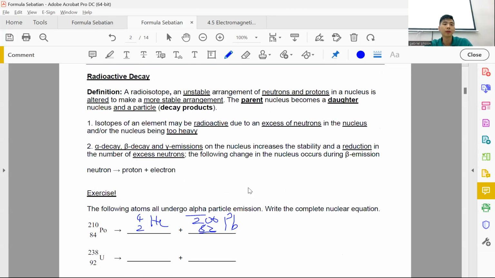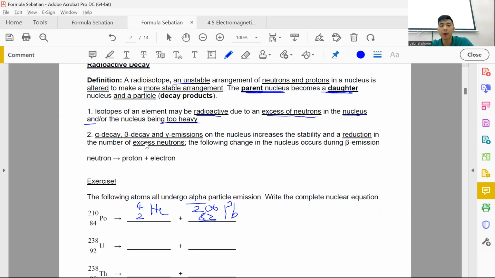Okay. So if you look at the definition here, it says that a radioisotope, an unstable arrangement of neutrons and protons in the nucleus, is altered to become a more stable arrangement. Usually, the parent nucleus becomes the daughter nucleus and a particle, which could either be the alpha particle or the beta particle. Isotopes of an element may be radioactive due to the excess of neutrons in the nucleus and or the nucleus being too heavy.